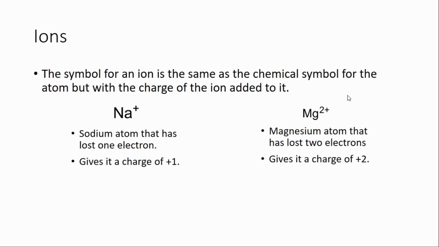And just to elaborate a little bit further, the symbol for an ion is the same as the chemical symbol for the atom, but with the charge of the ion added to it. So the cation version of sodium, in which a sodium atom has lost 1 electron and has a charge of +1, will just be written as Na+. And magnesium, a magnesium atom that has lost 2 electrons, which has a charge of +2, will be written as Mg2+. If we went the other way though, so that if magnesium gained 2 electrons, that means it's going to have a negative charge. We start with Mg. If it's got a charge of -2, it's going to be written as Mg2-. So in short, the chemical symbol stays the same and we just write the charge on the top right.